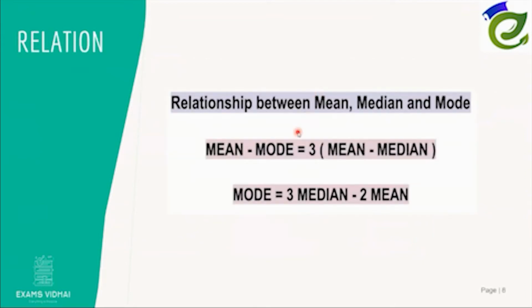The relationship between mean, median, and mode is given by the formula: mode is equal to 3 median minus 2 mean.